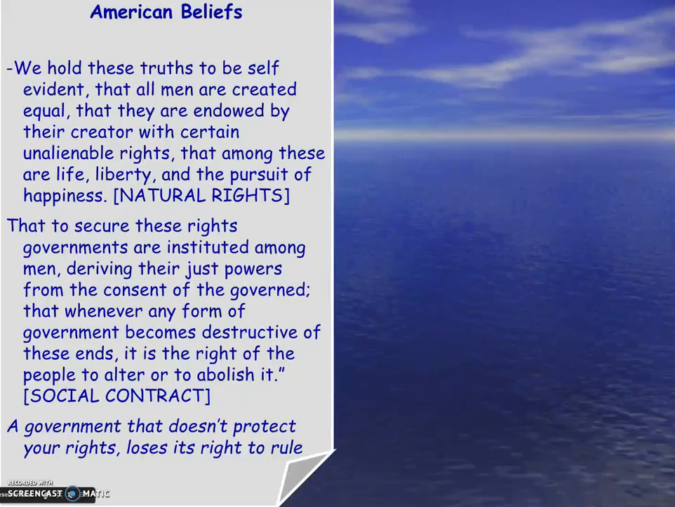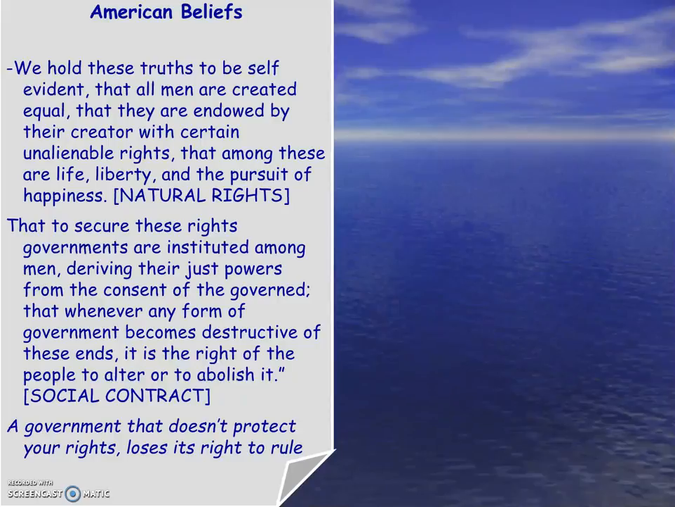So here is this part of the Declaration that we all know very well. This first section right here: we hold these truths to be self-evident, that all men are created equal, that they are endowed by their Creator with certain unalienable rights, that among these are life, liberty, and the pursuit of happiness. That right there are your natural rights. That comes straight from John Locke.